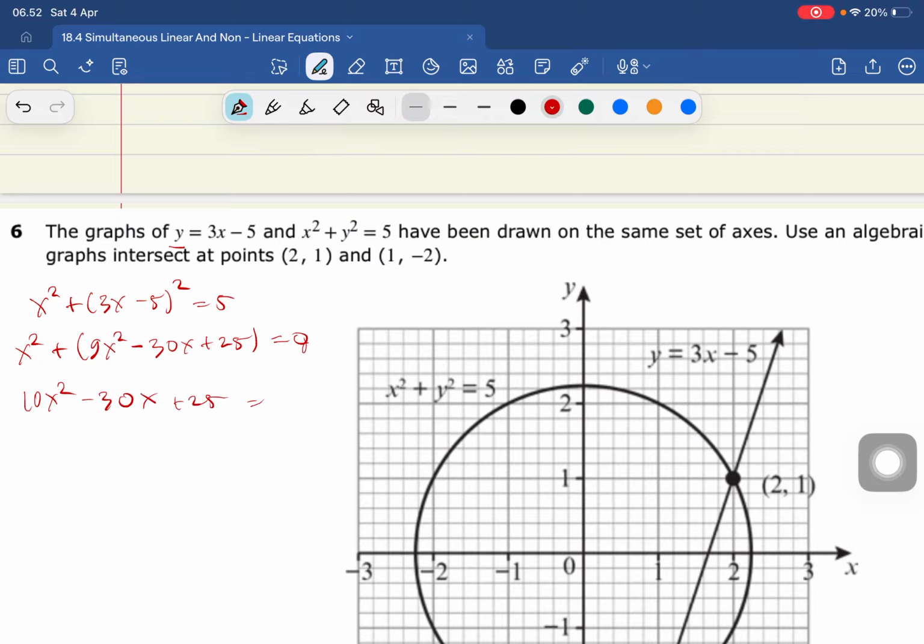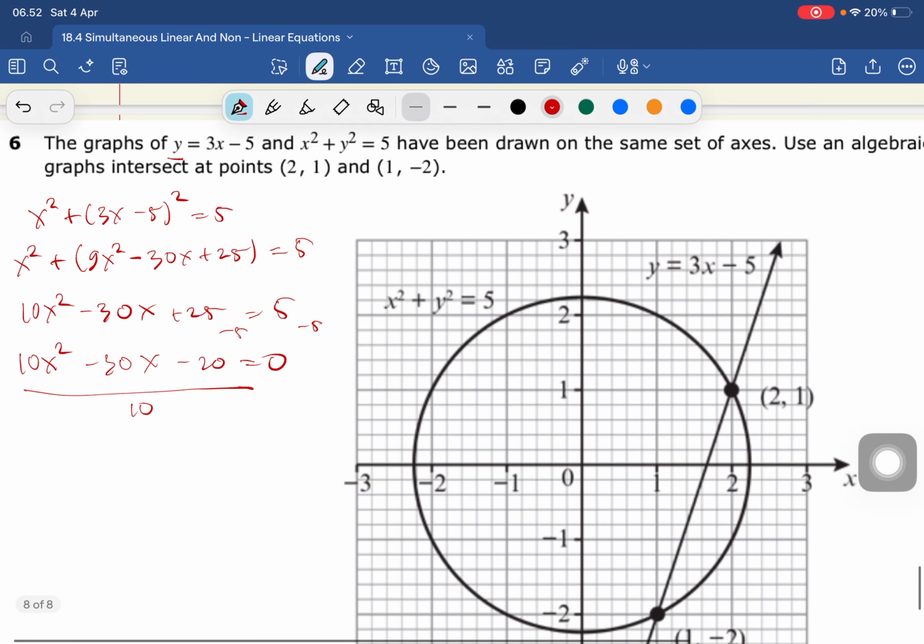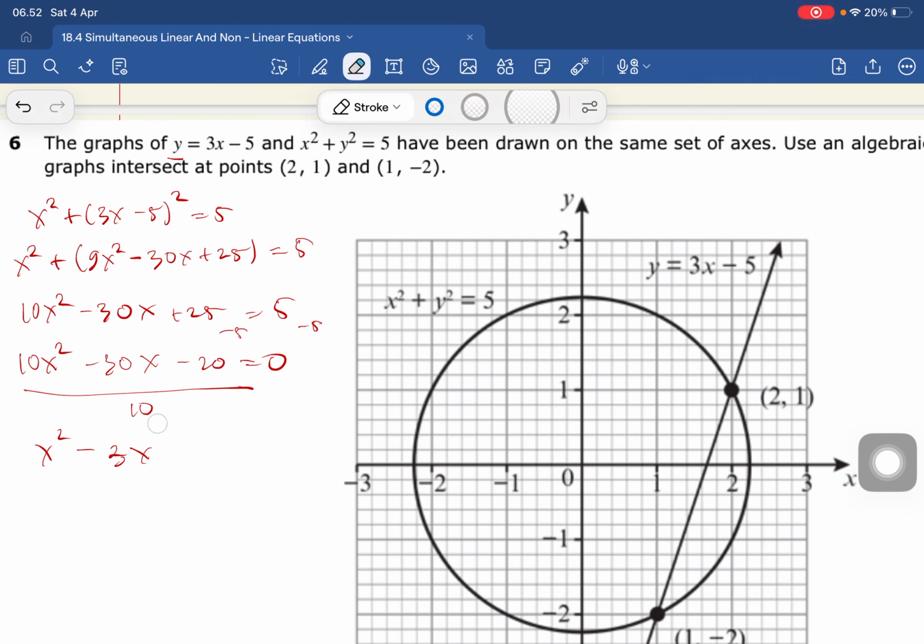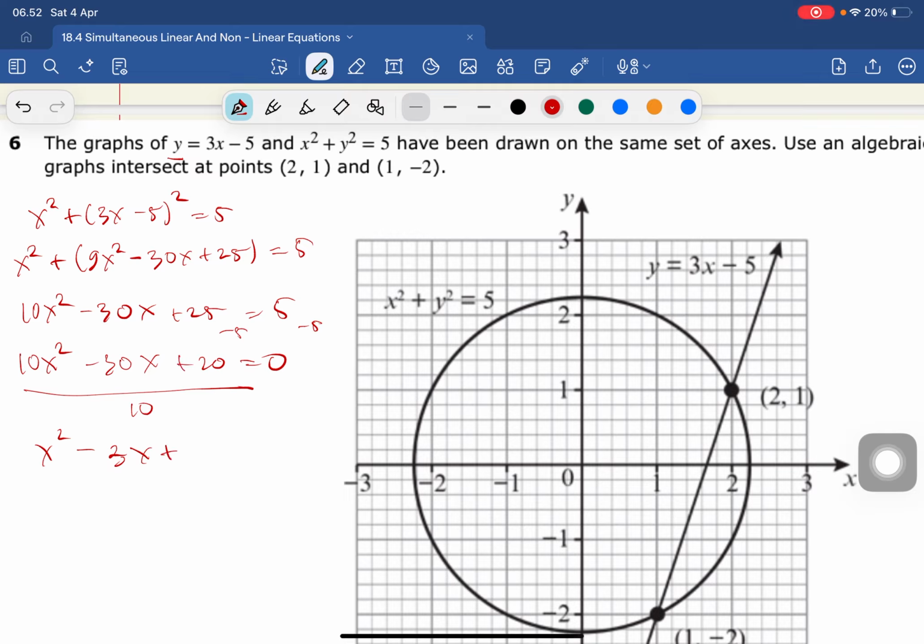Equal to 5. So we minus 5 on both sides. We got 10x squared minus 30x plus 20 equal to 0. Okay, we simplify, divide all of them by 10. It's gonna be x squared minus 3x plus 2, here plus. So plus 2 equal to 0. Factorize it. x minus 2 and then x minus 1 equal to 0. So we got first x equal to 2, or the second x equal to 1.